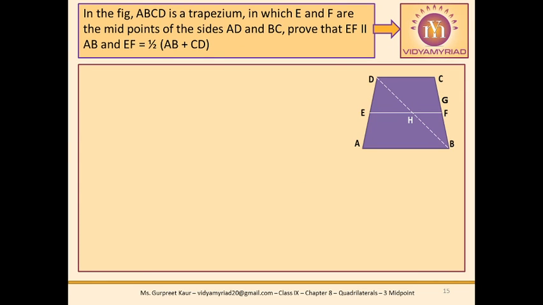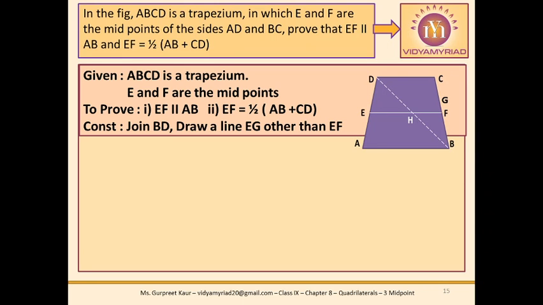Now, another question. ABCD is given as a trapezium in which E and F are the midpoints of the sides AD and BC. Prove that EF is parallel to AB and EF is equal to half of AB plus CD. So here if you see, we have mentioned everything. Now we have done the construction, join BD, and we have drawn a line EG other than EF. Okay, so let us see that.